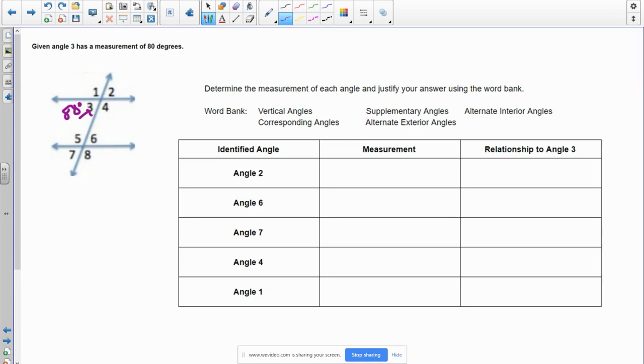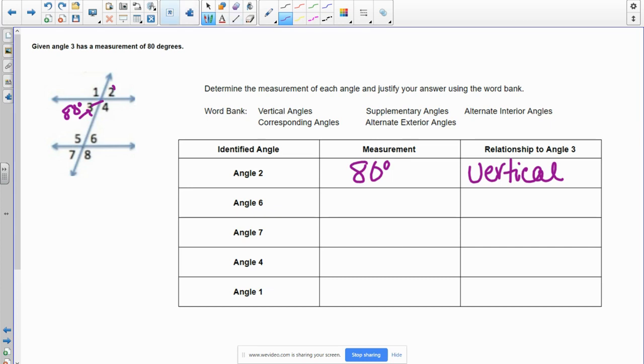Okay, so we're going to fill out this chart. So we're going to look at the identified angle that I'm looking at is angle 2. So this angle right here. Well, I know the measurement is 80 degrees because the two angles are vertical angles from each other. So remember, vertical angles are angles that are across from each other vertically.